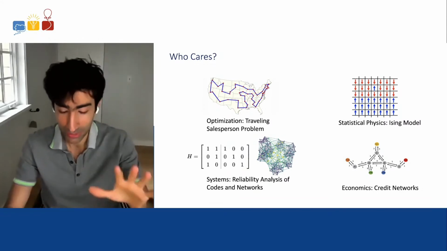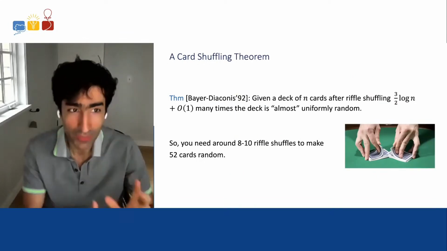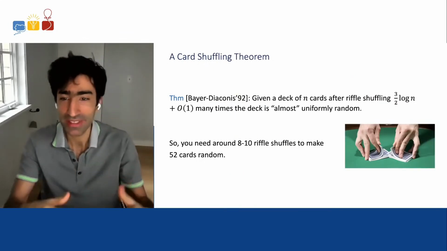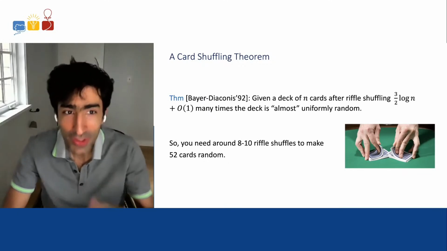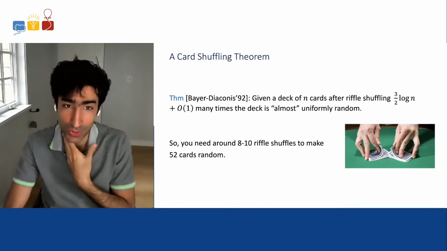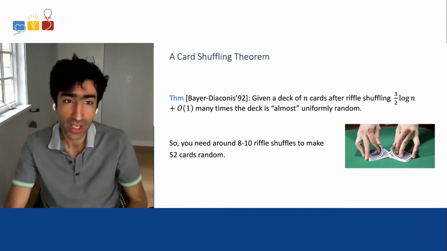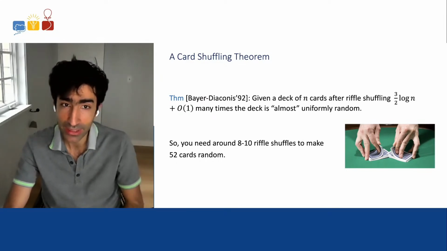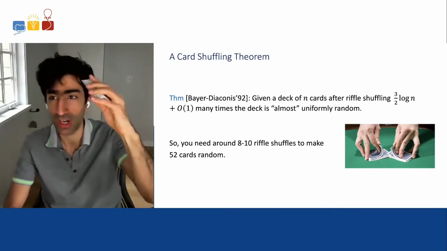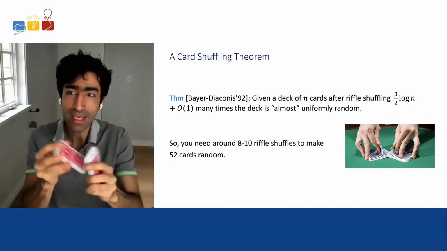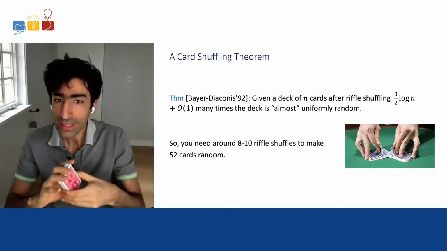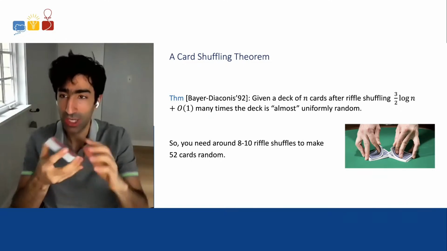I just want to end the intro of the talk with a nice motivating theorem. This is a theorem I learned about when I was in grad school, by Bayer and Diaconis from the 90s. They proved the following. Say you have a deck of cards like this one, and you want to make them random. Okay, so what can you do? There are a lot of ways to try to make it random.